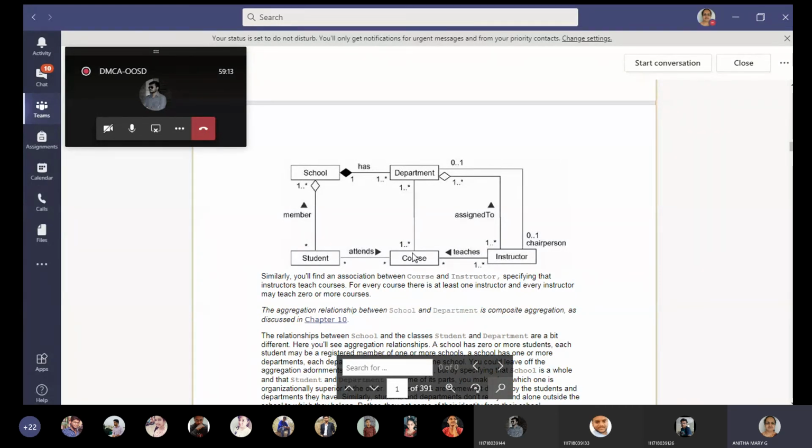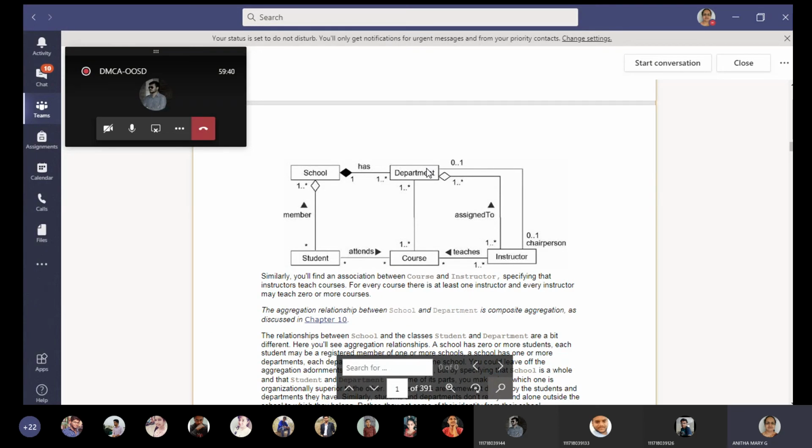Say suppose, for example, as an instructor I teach the MCA course, I teach the MSc course, I teach the MBA course, the computer subjects. So that's how we can say one or many instructors teach many courses. You can just concentrate on the cardinalities there. Okay. The last one is the association between instructor and department.